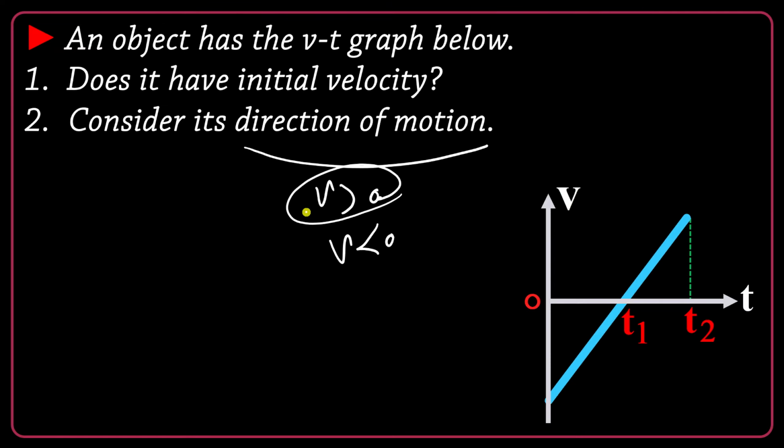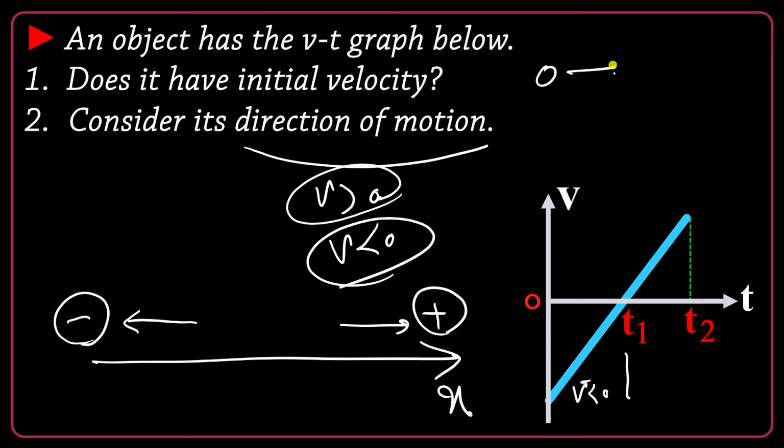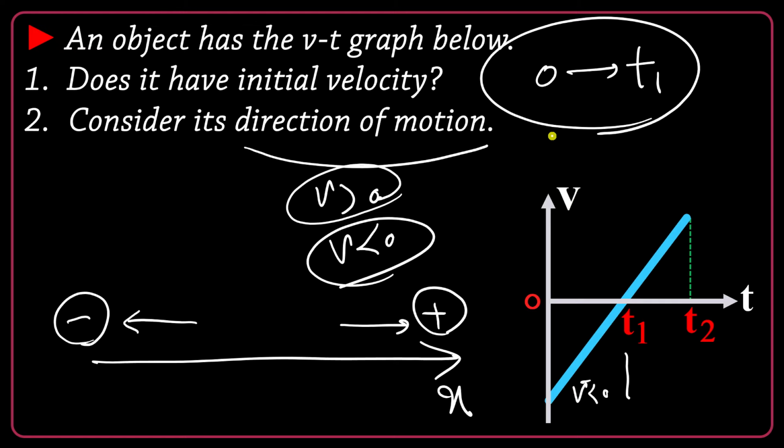If the velocity is positive, the object is moving in the positive direction of x. If the velocity is negative, the object is moving in the negative direction of x. From 0 to t1 here, the velocity is negative, so the object is moving to the left. Let's say this is the x-axis, and the left is the negative direction, the right is positive, okay? So from 0 to t1, the object is going to the left, the negative direction of x. And here the velocity is positive from t1 to t2, so the object is moving in the positive direction of x. Let's say it's to the right.